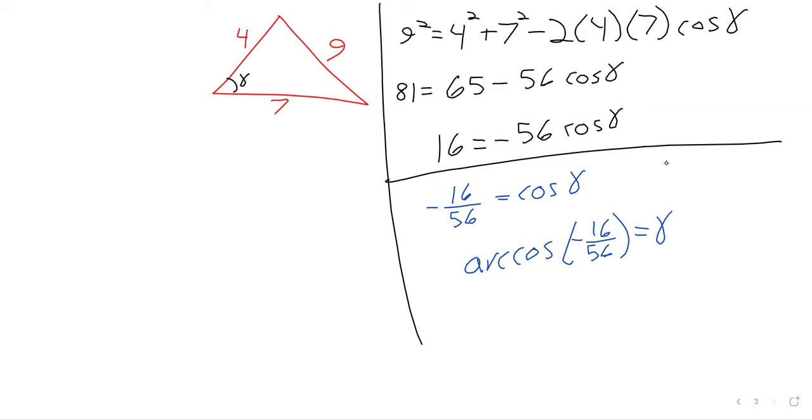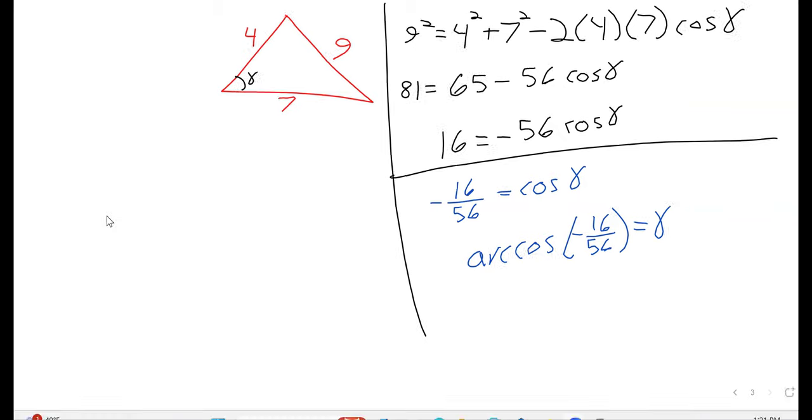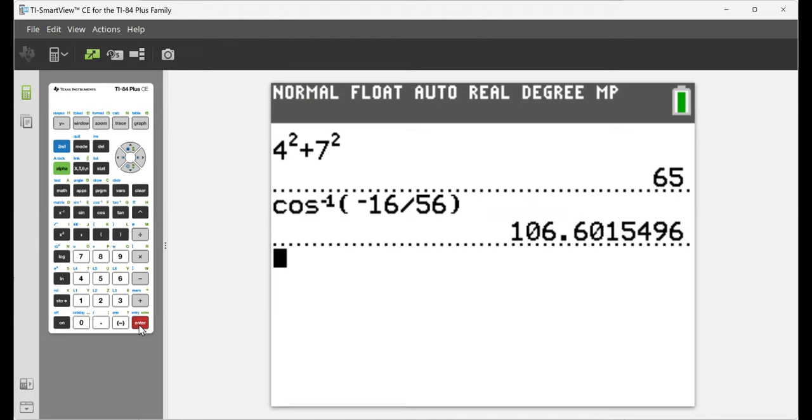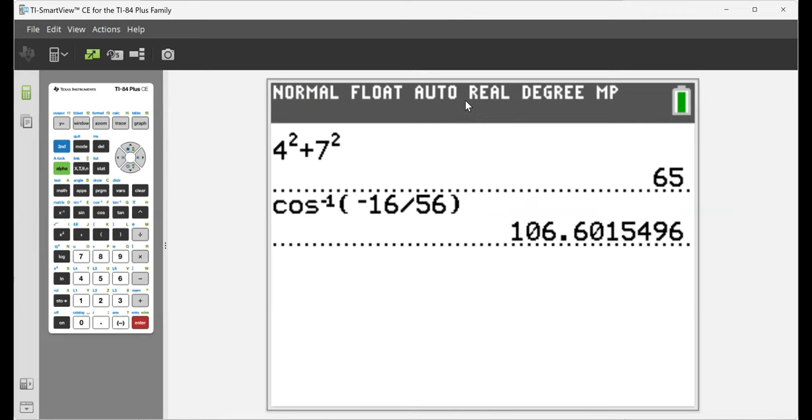And the nice thing about the law of cosines, it might look messier than the law of sines, but it never gives us a false angle. That situation we ran into Monday, where it was giving us an acute angle when we knew it had to be obtuse, that's never going to happen with the law of cosines. The angle we get is the angle we get. The arc cosine of, what was it? Negative 16 over 56. Let's just round to the nearest degree, 107 degrees.